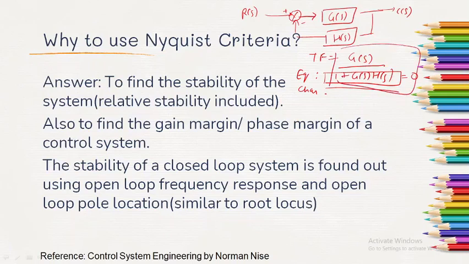Okay, and if we want to find the stability of the system, then essentially all the poles of the system, or the roots of this characteristic equation, they all should lie on the left hand side of the S plane. This is the basic criteria behind the stability of any control system.